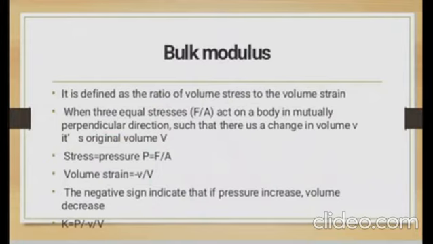Bulk modulus. It is defined as the ratio of volume stress to volume strain. When three equal stresses F by A act on a body in mutually perpendicular directions such that there is a change in volume v, its original volume V. Stress equals pressure P equals F by A. Volume strain equals minus v by V. The negative sign indicates that if pressure increases, volume decreases.